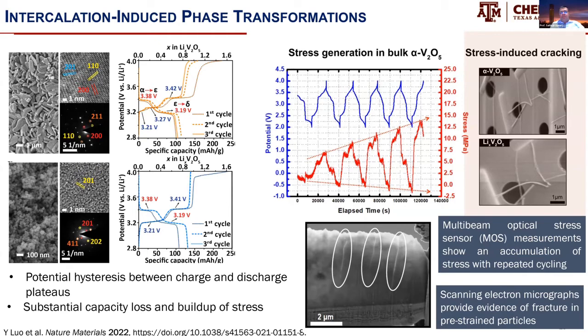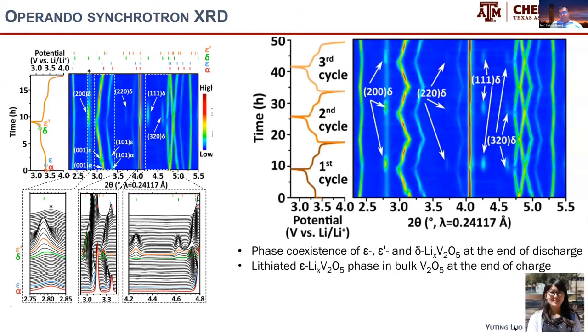So this is work by Yuting Luo in my group, and what Yuting has done is she's done in situ X-ray diffraction across the charging and discharging of a cell that contains V2O5, and she sees a large amount of irreversibility at the end of the charge phase, because you never fully go back, and there's always a lot of phase mixtures present, because as you step through these intercalation-induced phase transformations, you end up having multiple phases stabilized, and all of these are present at the end.